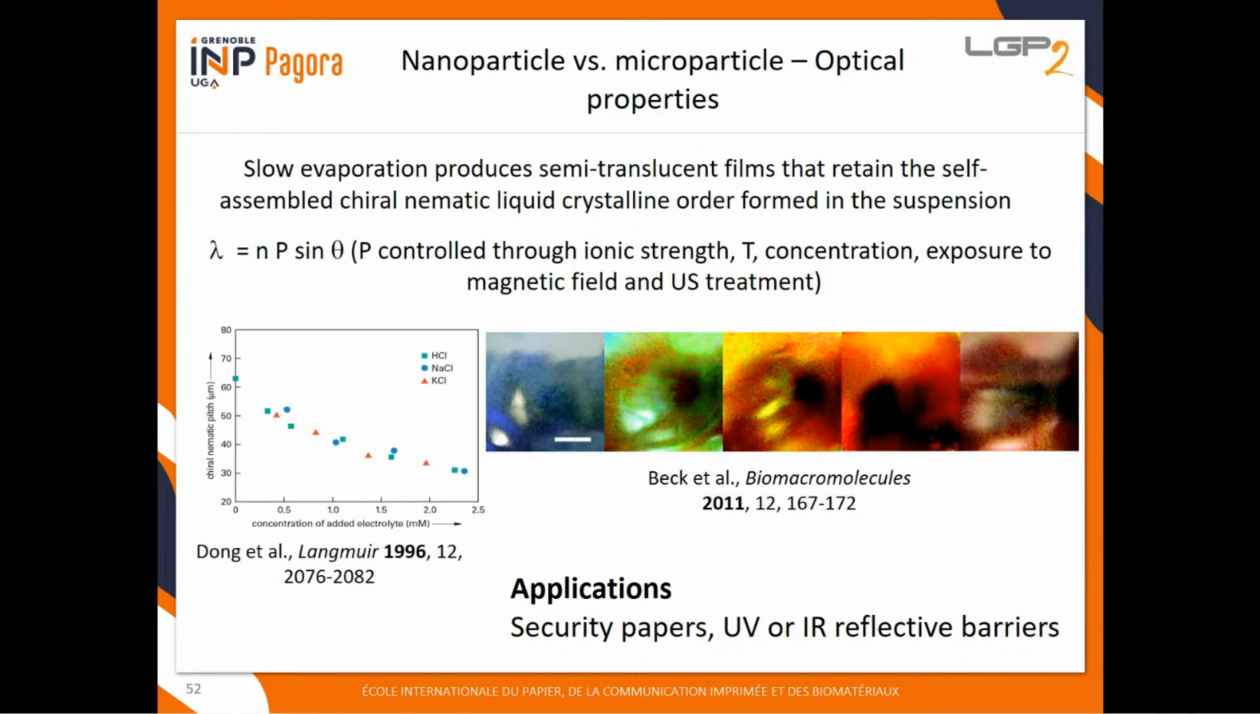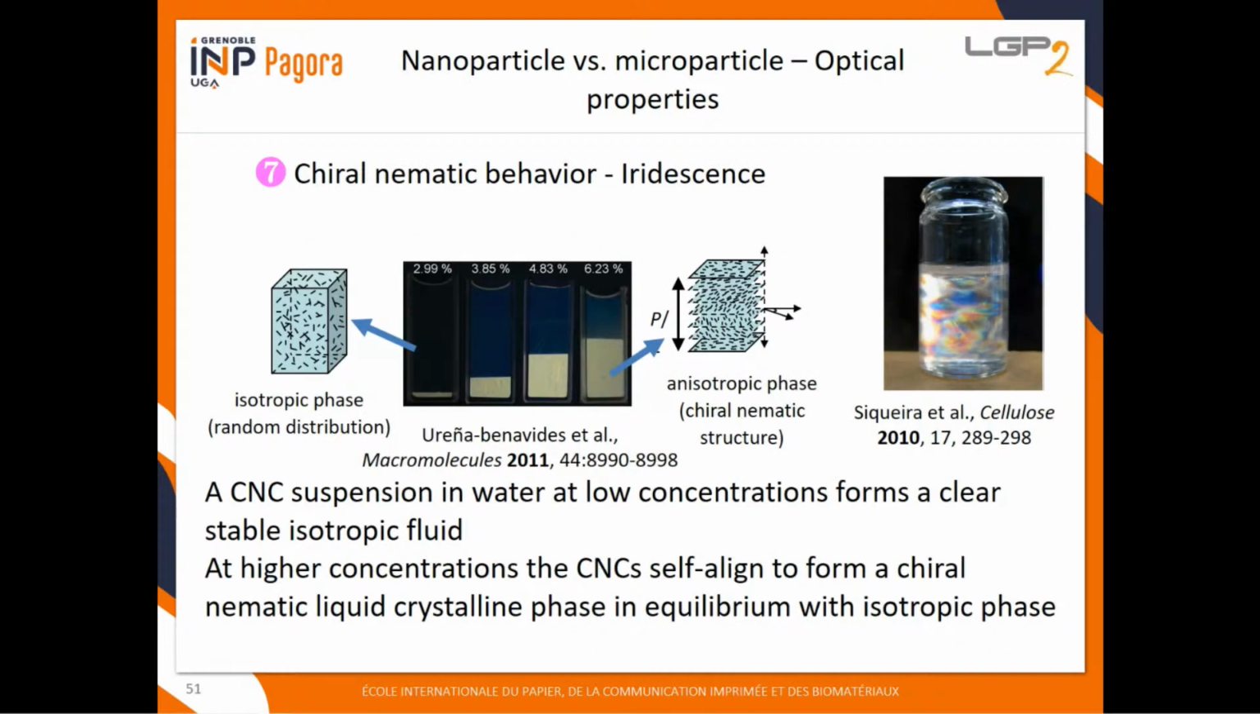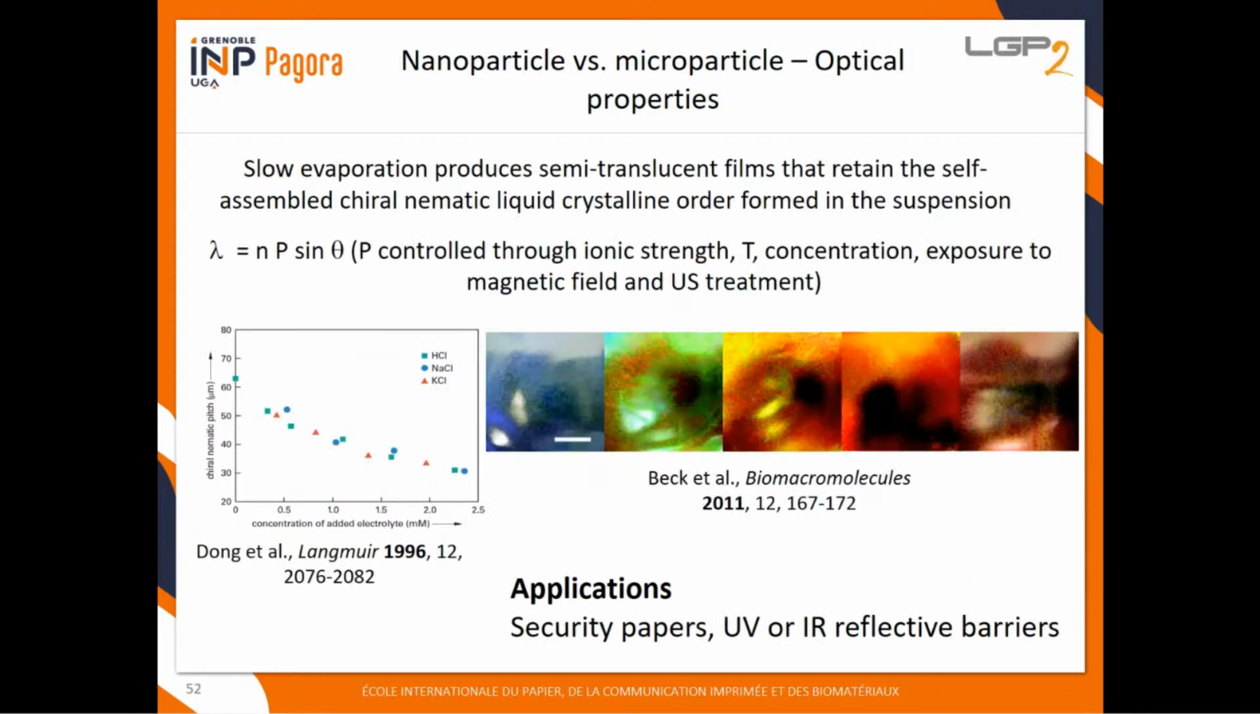So what is interesting is that the wavelength of the reflected color is given by this equation, in which P is the pitch of the arrangement. So the pitch corresponds to this distance for which we recover the same orientation of the nanorods. And this pitch can be controlled through the ionic strength, for example, by adding different electrolytes. Here you can see that the pitch decreases just because there is less repulsion between the nanorods. It can be controlled also through the temperature, the concentration, the exposure to a magnetic field, or ultrasonic treatment.